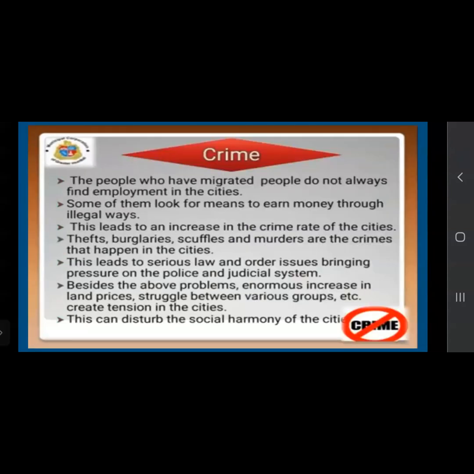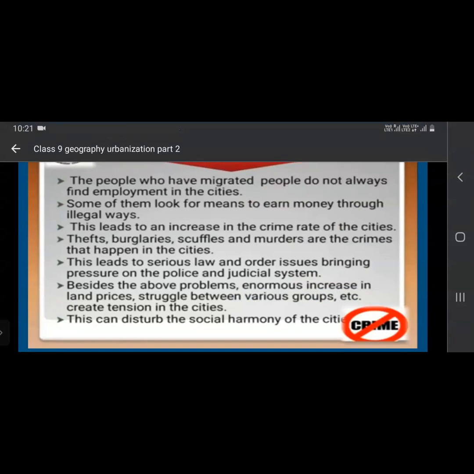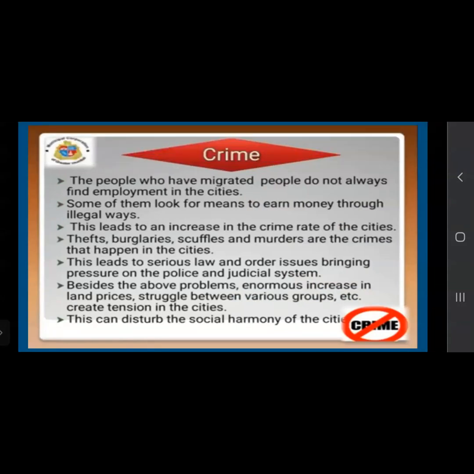The next factor is crime. The people who have migrated do not always find employment in the cities. This is very important and true, that the people who have migrated from rural areas to the cities in search of employment don't get employment. So what do they do? Some of them look for means of earning money through illegal ways.